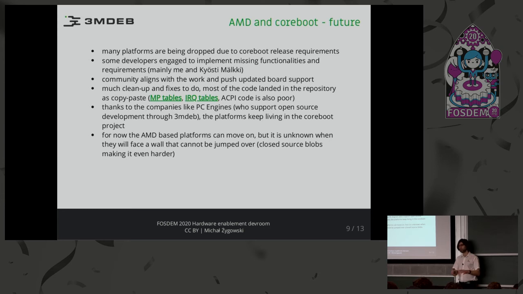The whole AMD code base was mostly copy-pasted work, so there is a lot of dirty code, like some MP tables and IRQ tables mostly copied, for example, across 2 or 3 families in a row. And the ACPI code is also poor, so it requires some effort to develop some fancy features. For now the AMD platforms can move on thanks to my and Kioski's effort, but it is unknown when these platforms will face a wall which cannot be overcome. Like, we have to face closed source blobs for certain platforms, and it makes the work even harder.